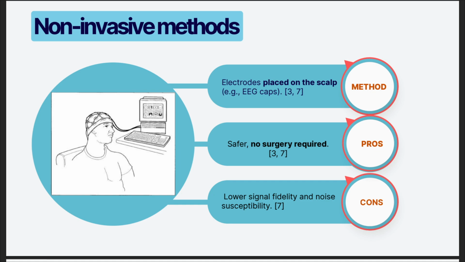In non-invasive methods, electrodes are directly placed on the scalp. No surgery is required. However, it comes with the trade-off that there will be more noise and the fidelity of the signal will be relatively less compared to the surgical methods.